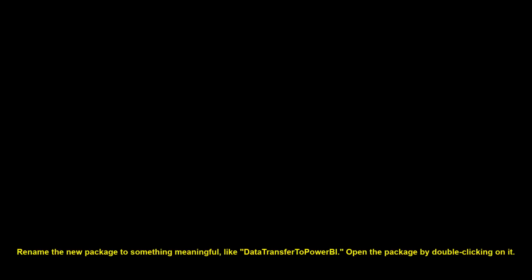Create a new Integration Services project. In the Solution Explorer, right-click on the SSIS Packages folder. Select New SSIS Package from the context menu. Rename the new package to something meaningful, like Data Transfer to Power BI. Open the package by double-clicking on it.